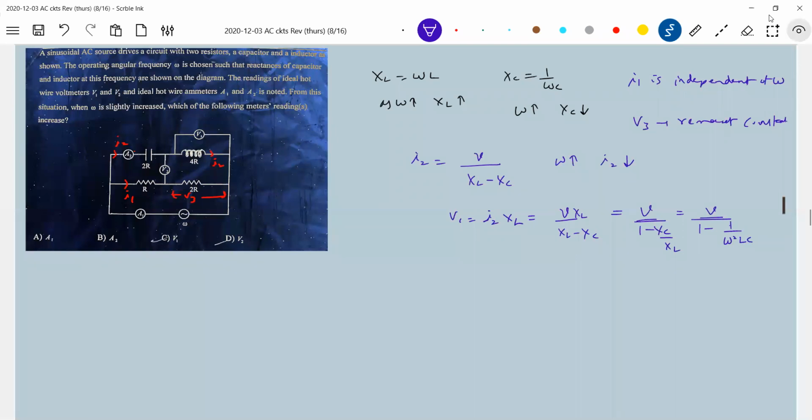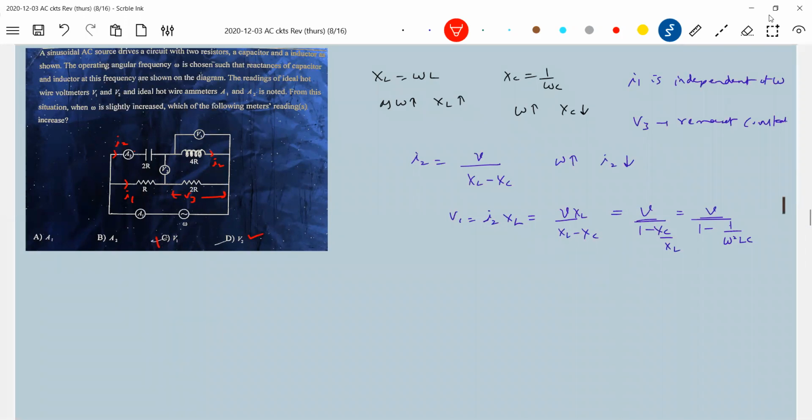Okay, now can you say anything about V1? If omega increases, this quantity will decrease. This will increase. It will decrease, no? If omega increases, this quantity will decrease. So then the difference will increase. If this increases, this will decrease. So V1 we are getting decreases. Then V2 increases. I will take this. Okay, this is about A2 will decrease.